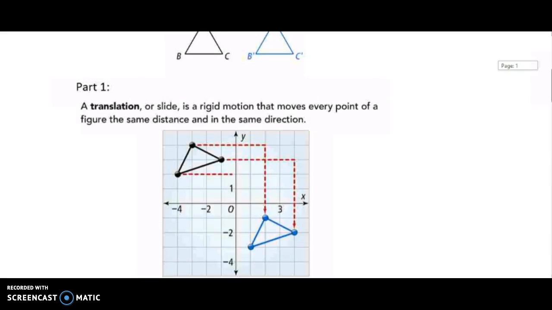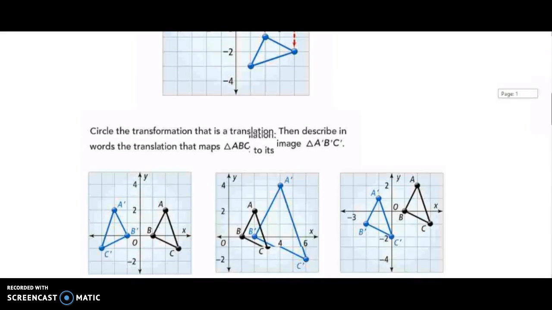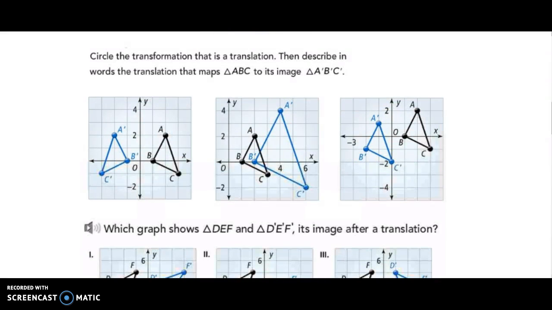A translation is also called a slide. You learned that in 6th grade. It's the motion that's going to move the figure from one place to another. So as we're looking at these three options, only one of them is an actual translation. The one that is the translation is the one that is going to just slide. So the first one is a reflection. The second one enlarges the image. And then the third one is our transformation.